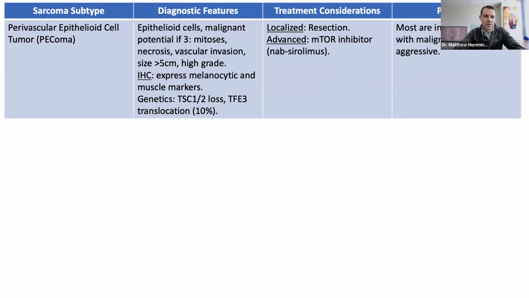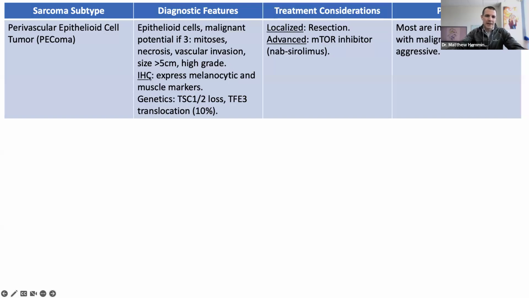The last gynecologic sarcoma that I'll highlight in detail is a PEComa, or perivascular epithelioid cell tumor. And these are recognized as having epithelioid cells, and they're considered to have more malignant potential if there's a high mitotic rate, if there's evidence of necrosis or tumor death within the specimen, if there's evidence of vascular invasion, so tumor cells getting into the blood vessels, if they're at large size, and other features that look high grade. And malignant PEComas are the ones that we worry about for spread.